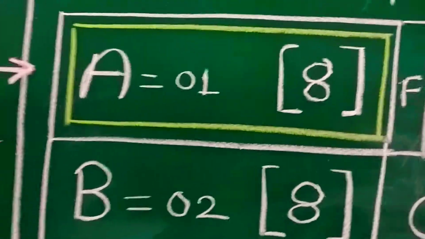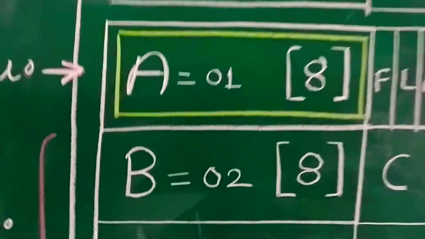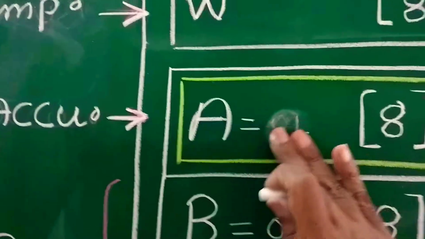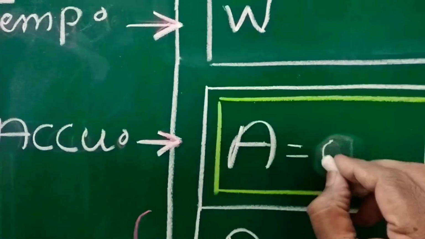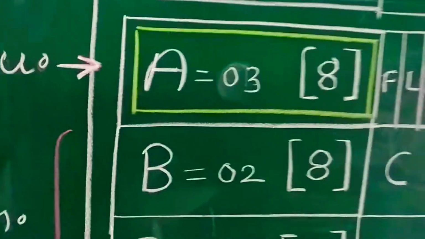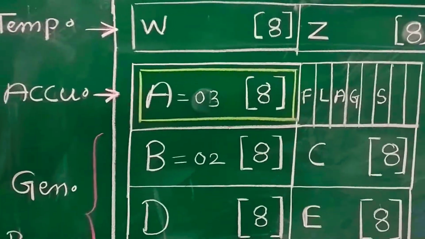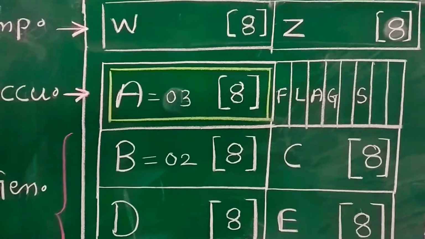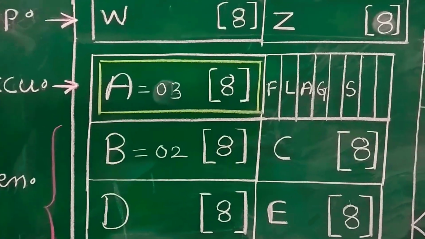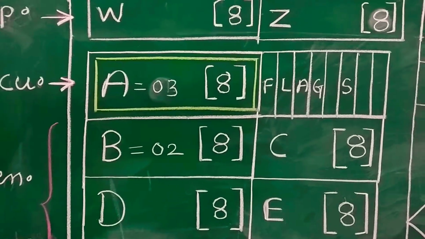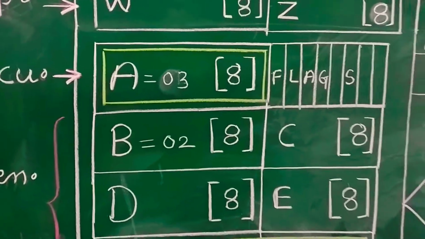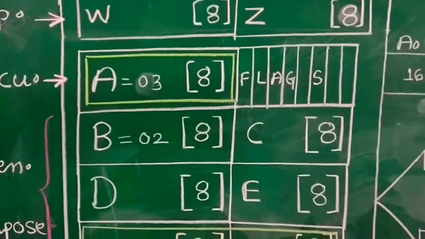If this instruction is executed, the content of accumulator after execution will be changed to 03. That means the earlier content of accumulator, which was 01, will be added to 2 and the result 03 will be there in the accumulator. B content will be the same as it is.